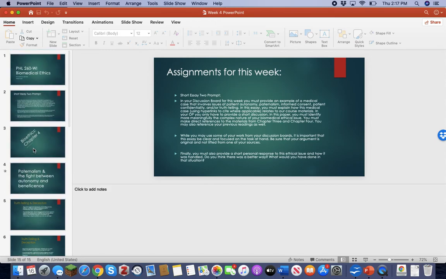This is a really important chapter, I think, for our understanding of the nature of disclosure. What do you tell the patient? And then what do you tell the people that are affected by the patient?